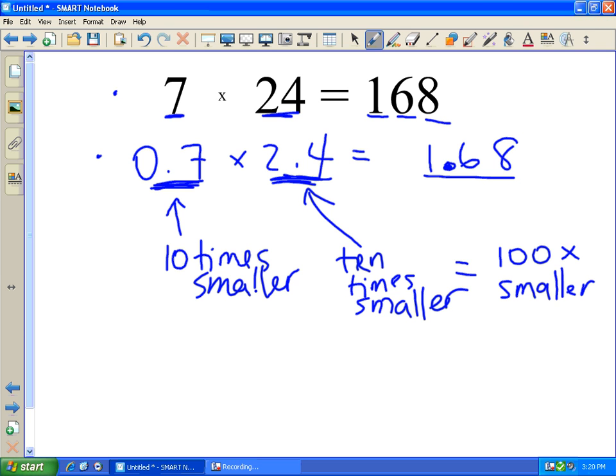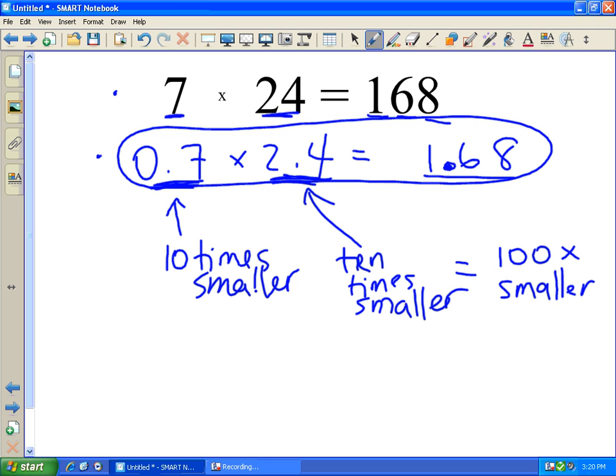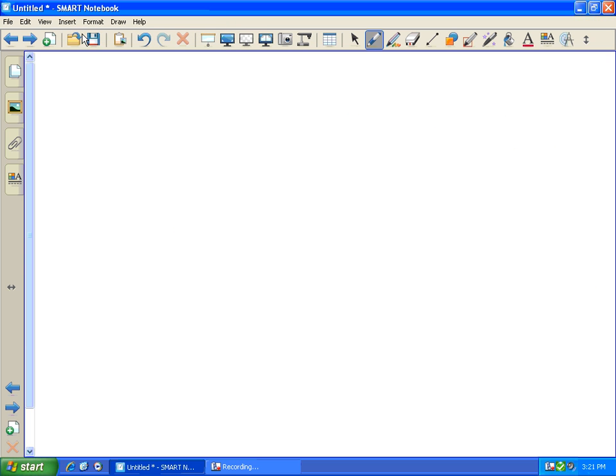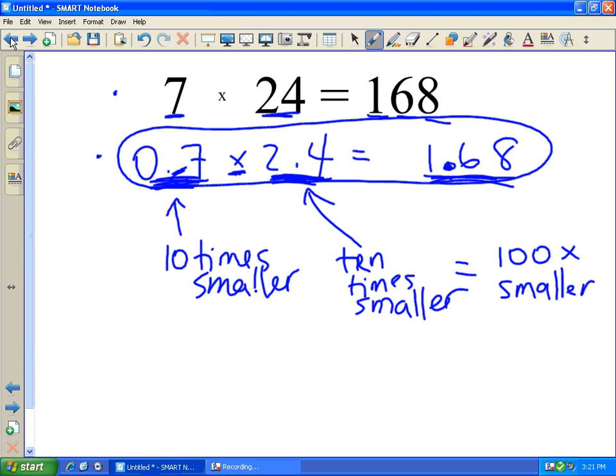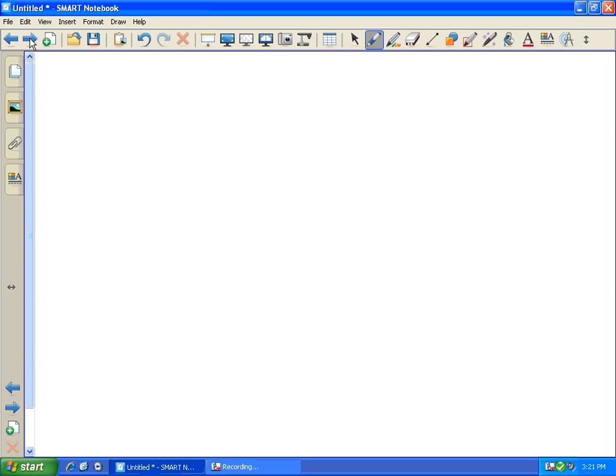And always when you're doing these questions, ask yourself, is this reasonable? Well, this is less than 1 group of a number slightly bigger than 2. So if I had one group of 2.4, I'd get exactly 2.4. It makes sense that my answer is just a little less. With this reasoning in mind, I could now solve any question that involved 7 times 24 equals 168.